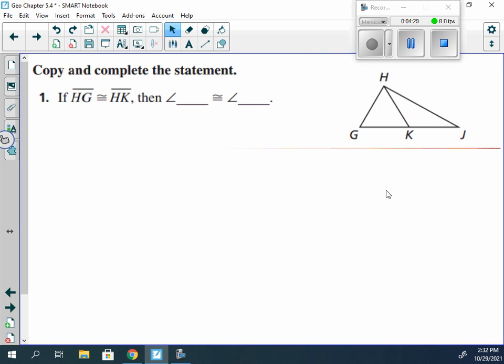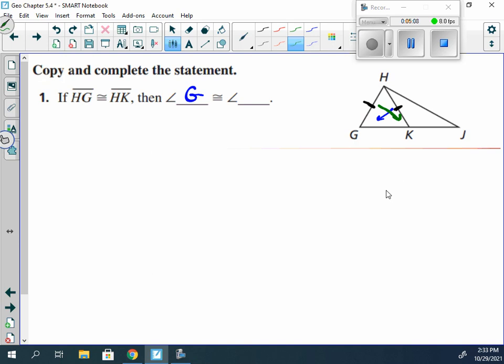So let's fill in the information so that we can see it a little bit easier, because they didn't give us any of the side lengths marked, which ones are congruent. Now it tells us that HG is congruent to HK. Now we just need to name the angles that are congruent. So angle G would be one of them. Now the other one would be at K, but how many angles are at point K? Two, so we need three letters.